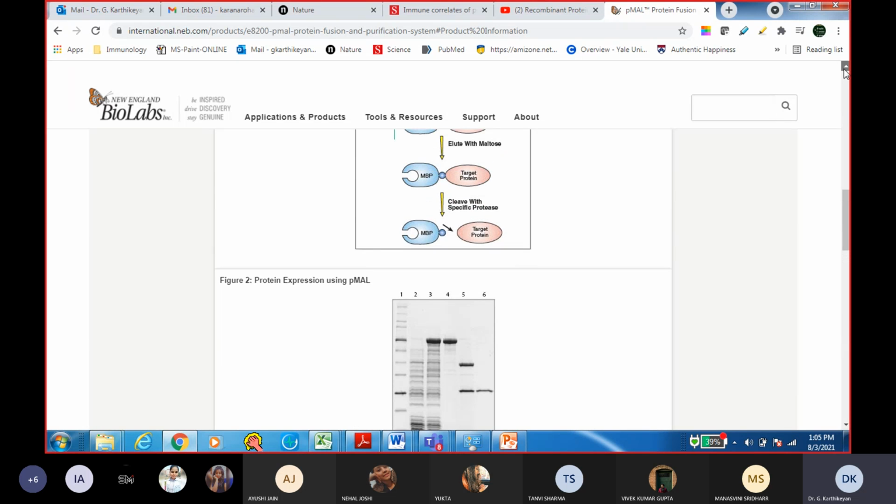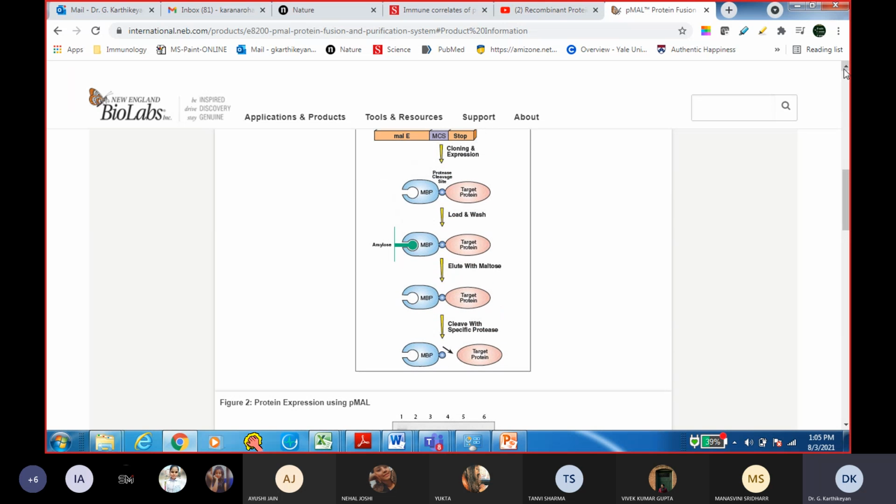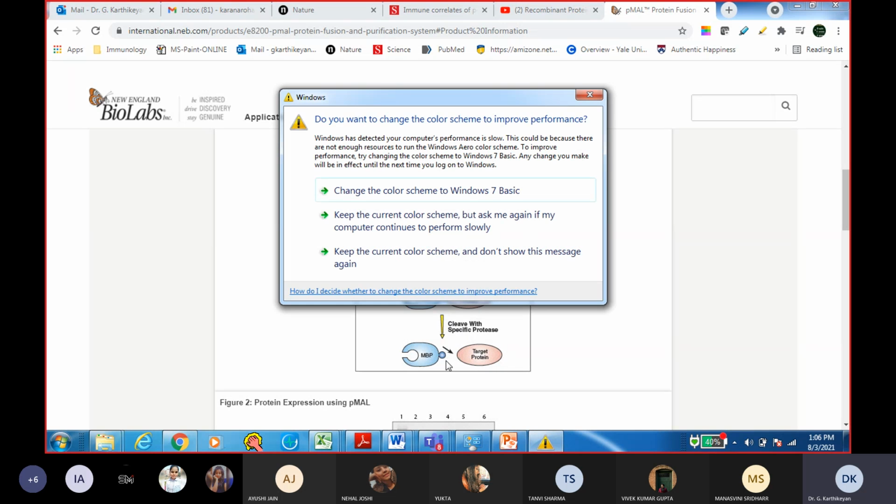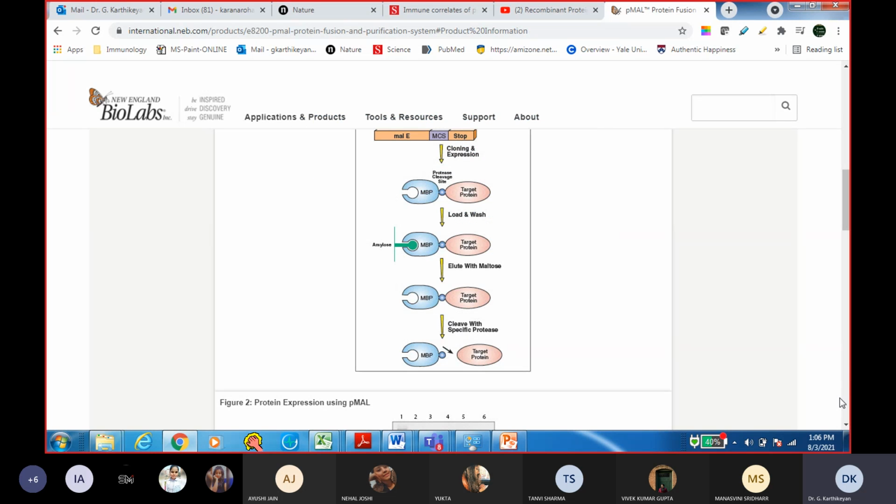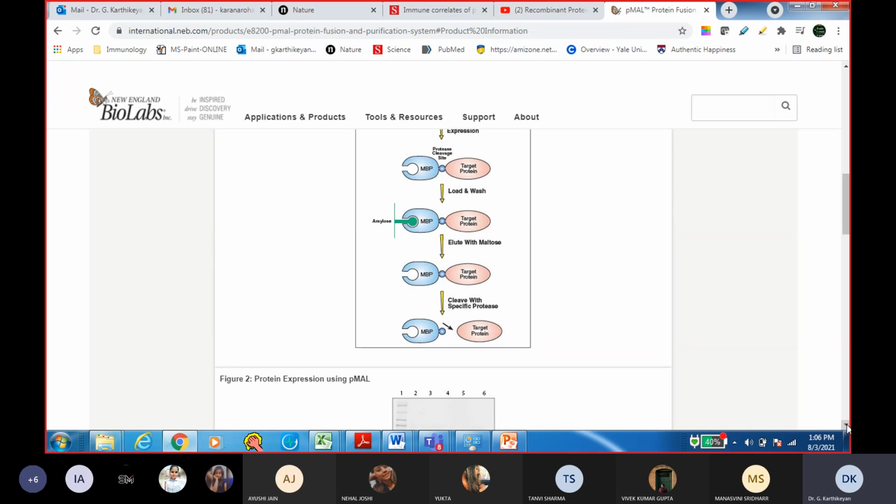Okay, you can elute with maltose. The moment you add maltose to this, only these proteins are now sticking to the column, and the rest will come out. Then you can cleave with a specific protease. You can remove these two, and you can very easily do what is called a gel filtration column. Depending on what your protein is, you can very easily purify your protein of interest. Okay, and I will just show you an example.